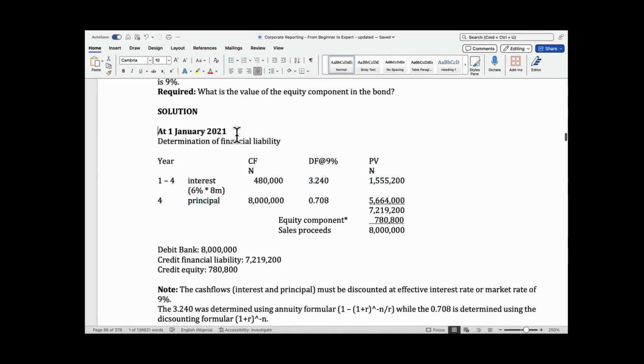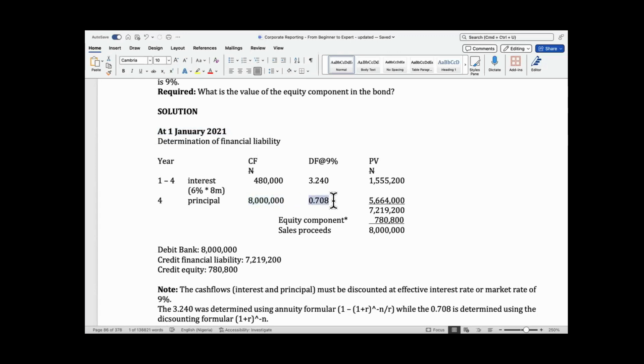For the principal, which is the repayment at maturity, that's what we're having in year 4. And don't forget, we are doing this valuation at the beginning of the year so that we can enter these things in our books. So the principal we are getting back is 8 million in the next 4 years. So that 8 million, what is the value today? So we need to discount it to present value.